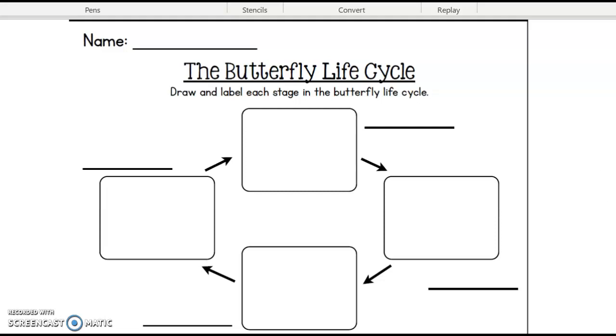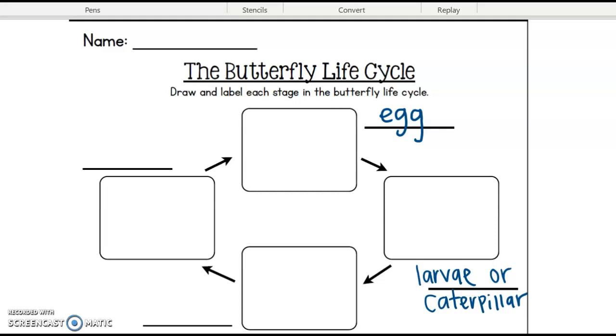The very first stage, if you remember, is the egg. So the adult butterflies lay one egg on a leaf. Okay? After they become an egg, they hatch and they become larvae. Do you remember the other name for larva? The other name for larva is a caterpillar. So larva or caterpillar is the second stage.